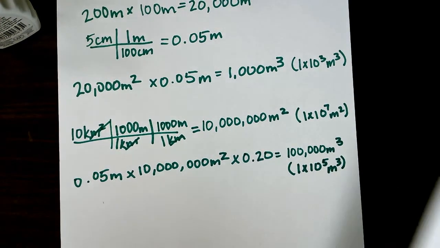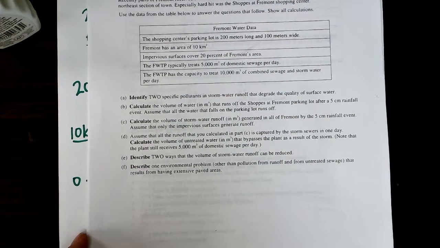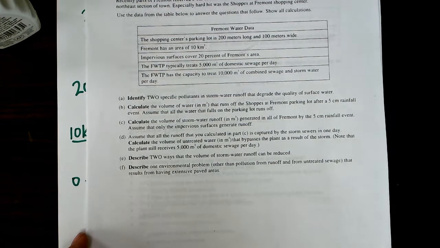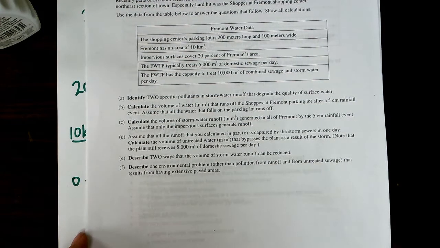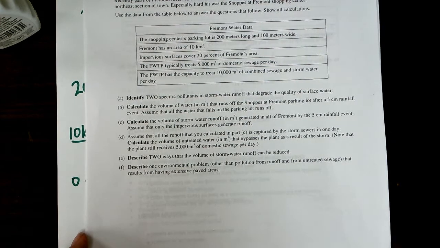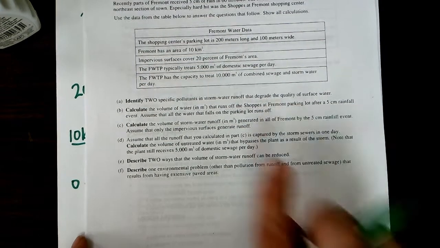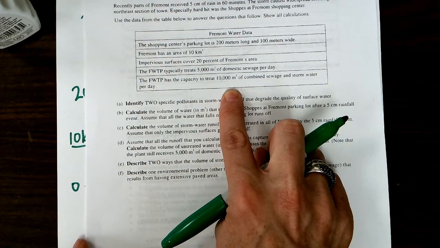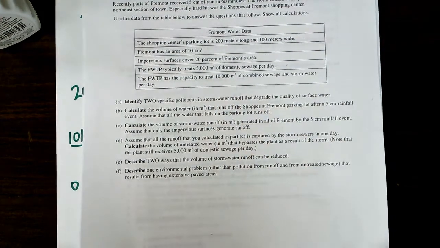Alright, last part, D, says assume that all the runoff that you calculated in part C is captured by the storm sewers in 1 day. Calculate the volume of untreated water that bypasses the plant as a result of the storm. Note that the plant still receives 5,000 cubic meters of domestic sewage per day. And they told us up here that they have the capacity to treat 10,000 cubic meters of sewage and storm water per day.